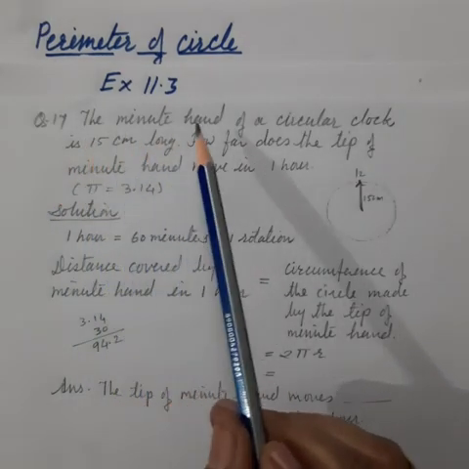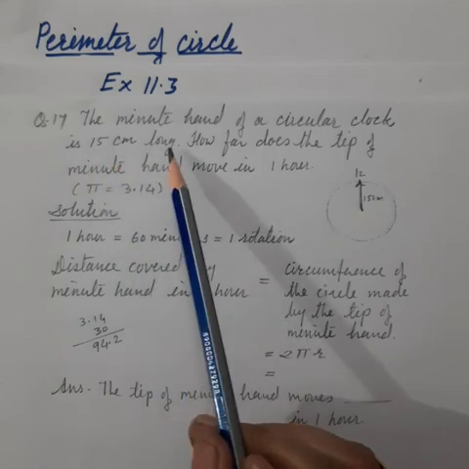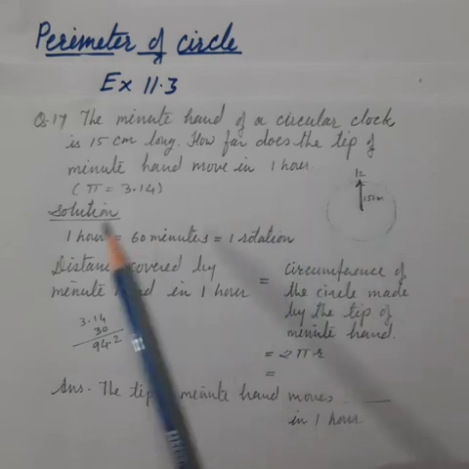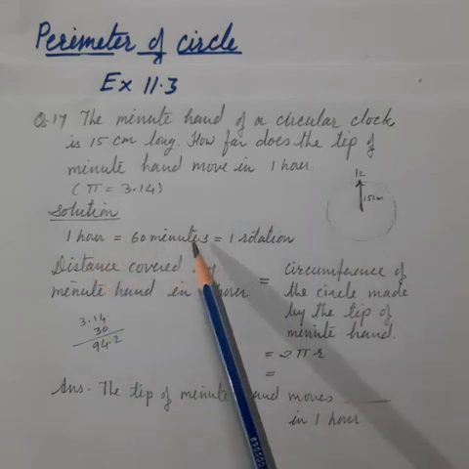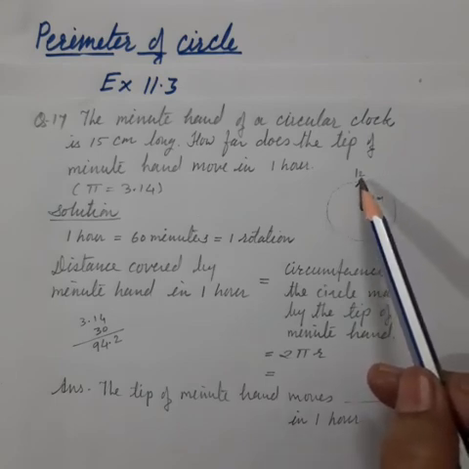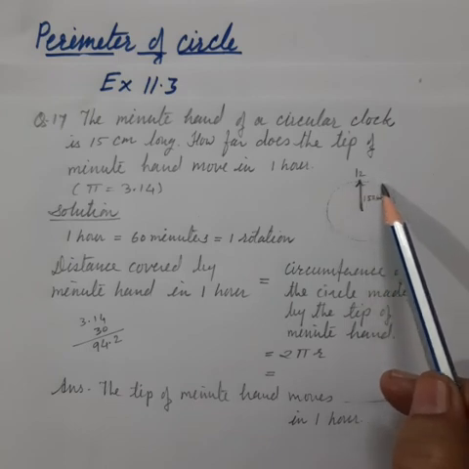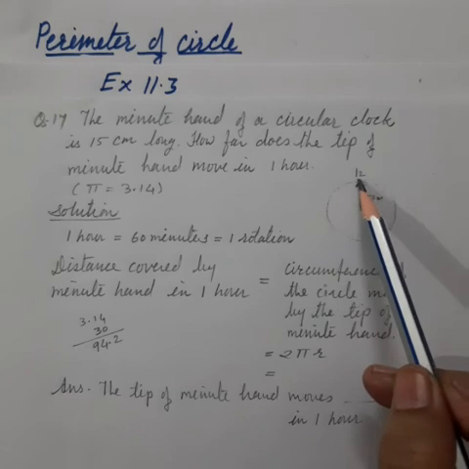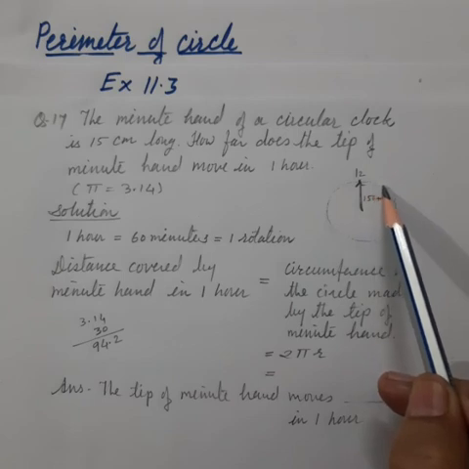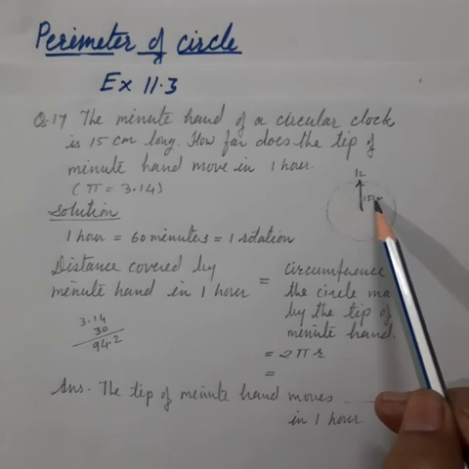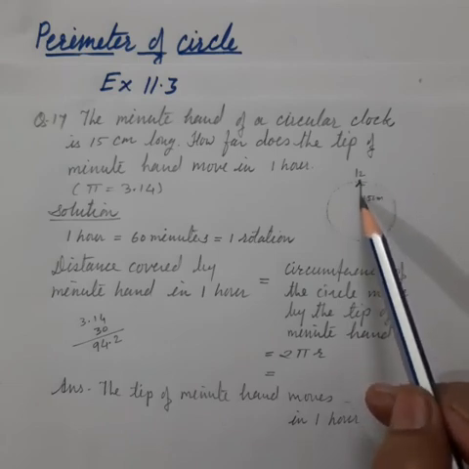Question 17. The minute hand of a circular clock is 15 centimeter long. How far does the tip of the minute hand move in 1 hour? We know that 1 hour means 60 minutes. That is one rotation. If the minute hand is at 12 and after 1 hour, means after taking one round, one rotation, again it will come at 12 and the tip of the minute hand will make a circle with radius equal to 15 centimeter. That means the length of the minute hand.